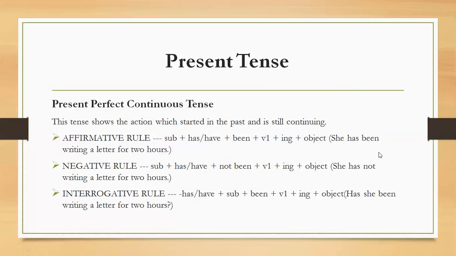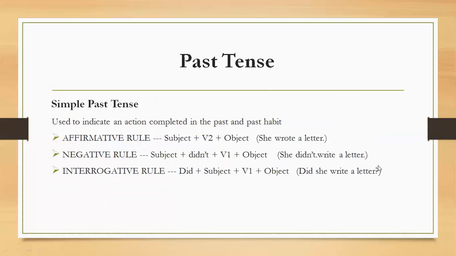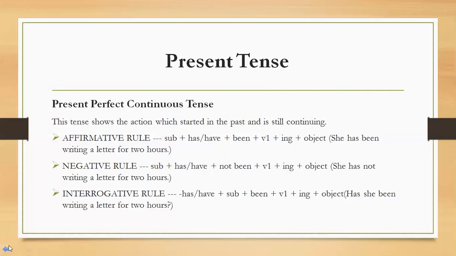And here we have more examples. She has been writing a letter for 2 hours. She has not been writing a letter for 2 hours. Has she been writing a letter for 2 hours? These are some examples of present perfect continuous tense.